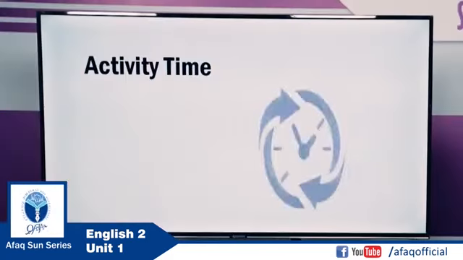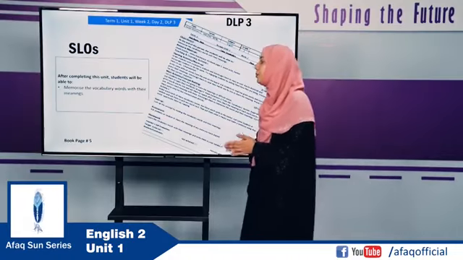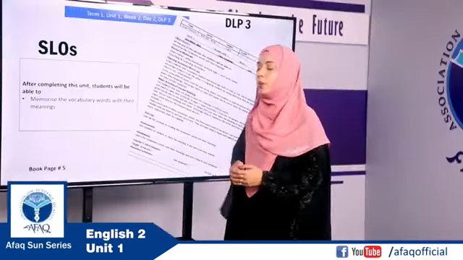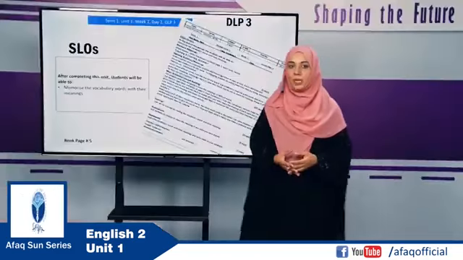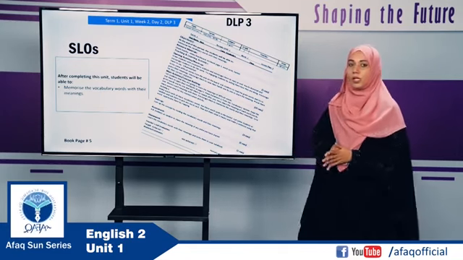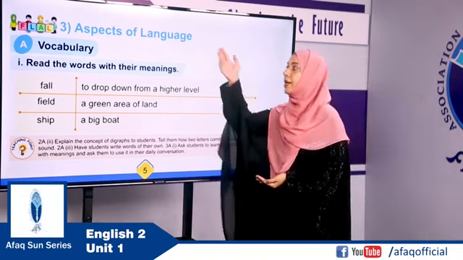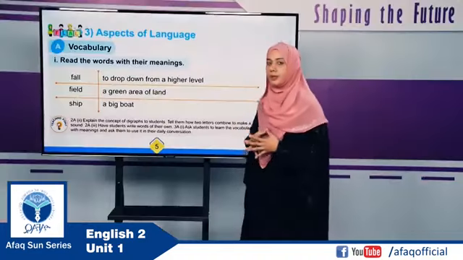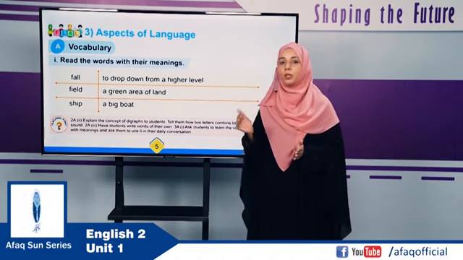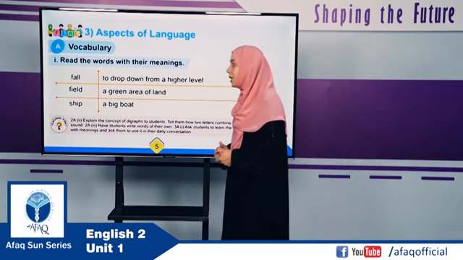Now it's activity time. In this lesson, we will cover one SLO, and after completing this lesson, you will be able to memorize the vocabulary words with their meanings. Dear teachers, complete methodology for teaching this SLO has been provided in the DLP number 3. Dear students, on page number 5 of your textbook, there is a section called Aspects of Language. In this section, you will learn about the difficult words that you came across in the poem that you have read in this unit. So, let's read these words and their meanings together.